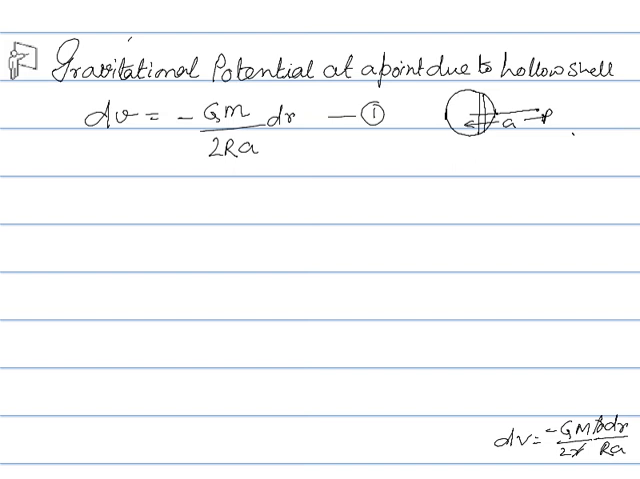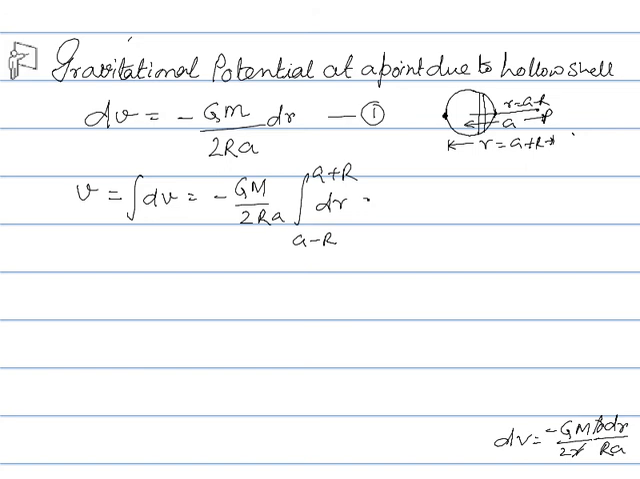whole shell. So when the point is here, the value of small r will be a minus r, and when the point is here, then the value of r will be a plus r. So let us integrate this equation. So therefore potential is equal to integration of dV, integration of Gm by 2ra from a minus r to a plus r.